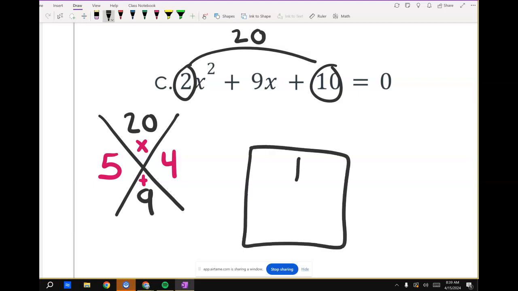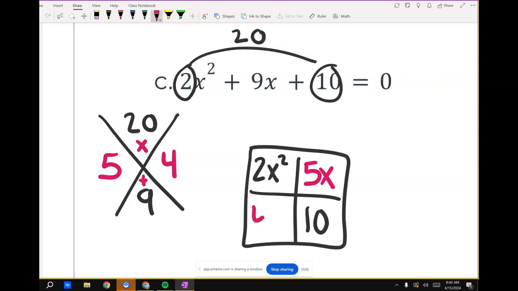All right, more factoring using the reverse box. Putting 2x squared in this corner, 10 in this corner. If you do this circling thing, it's kind of nice because then you know what goes here and what goes here, because those are the 2 things that are circled. And then in the remaining corners, we put 5x and 4x.